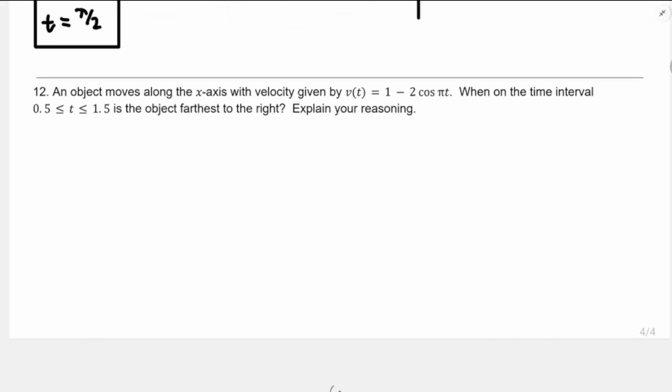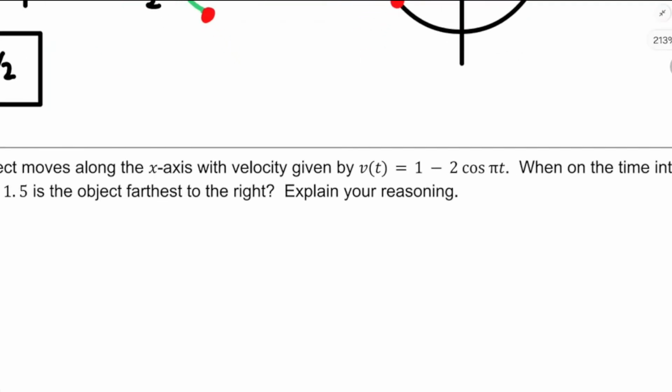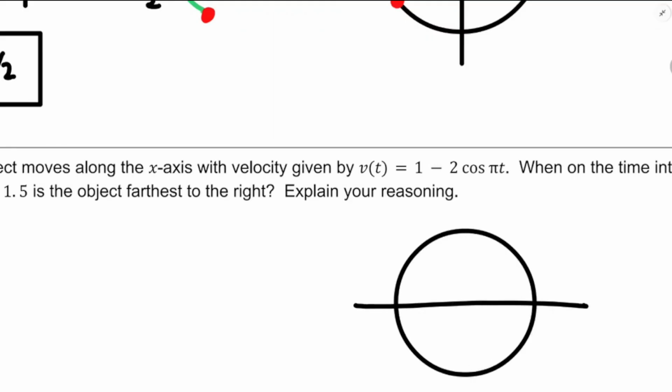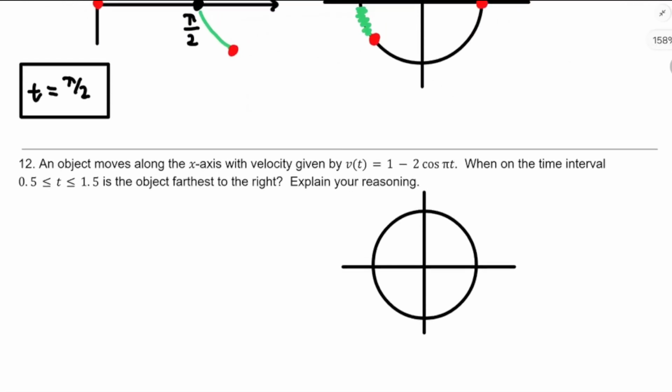So an object moves along the x-axis with velocity given by this other one, and here we're going to go from 0.5 to 1.5. I'm going to again be thinking about the circle. But however you need to do this, if you wanted to just kind of graph this using the window pane technique, you could totally do that. That would be a good use of graphing sine and cosine. Not something we do in this class all that often, so it's not something I just default to.